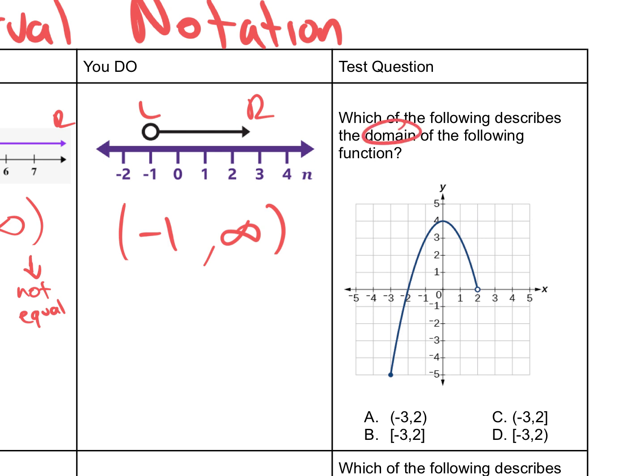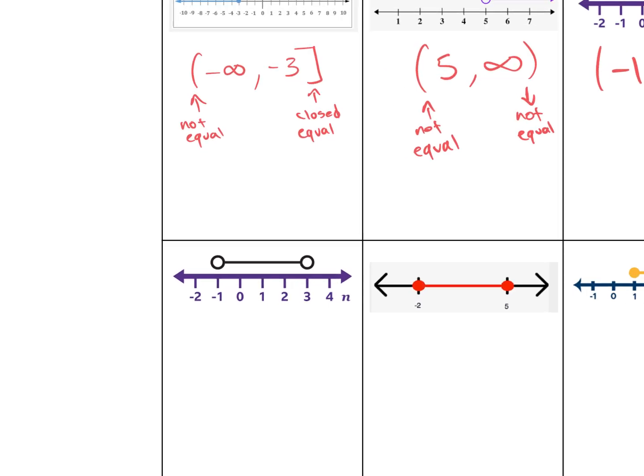Now, this is what a test question could look like. We're looking for a domain. Domain means I'm looking at the x-axis, so only this right here. On the left side, this is my point all the way on the left side. It goes through -3, and it's closed, so it's equal to. So at -3, I should have a bracket. And then on my right side, I go through +2, and it's open, so that means it's not equal to, so it's D. D is my answer.